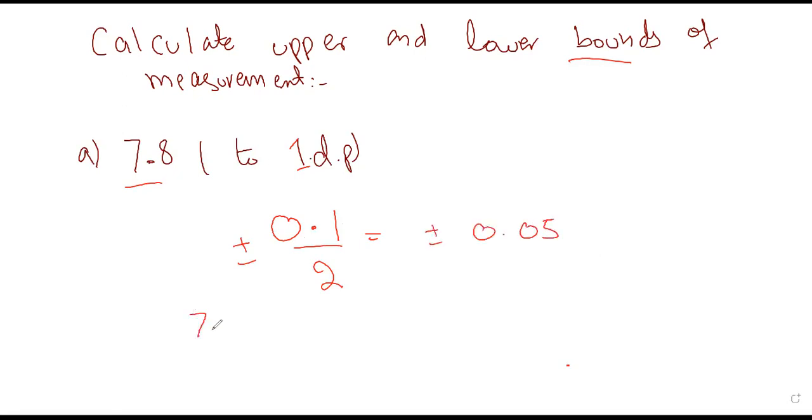Again, it would be 7.8 plus minus 0.05. So this is going to give me 7.85. That is the upper limit. And what would be the lower limit? 7.75. Lower limit, right? Any questions, anything that you have not understood? No, clear so far. Okay, perfect.